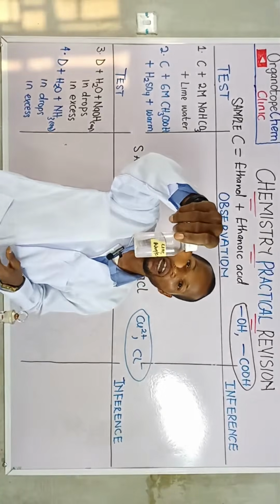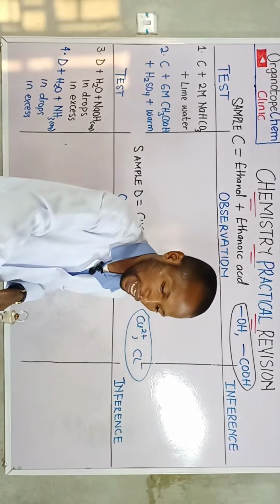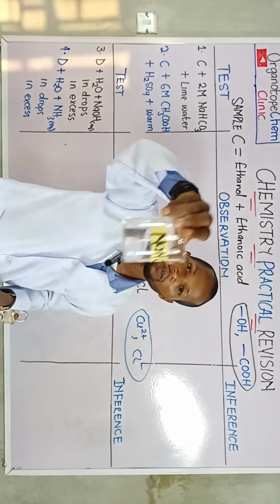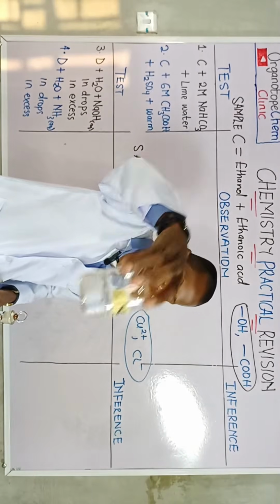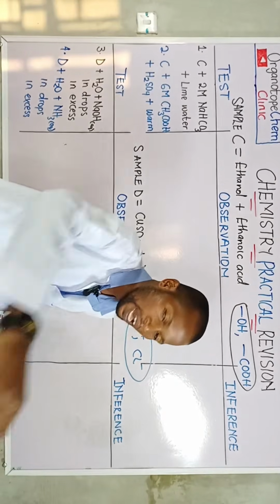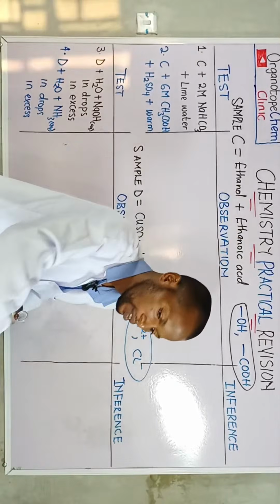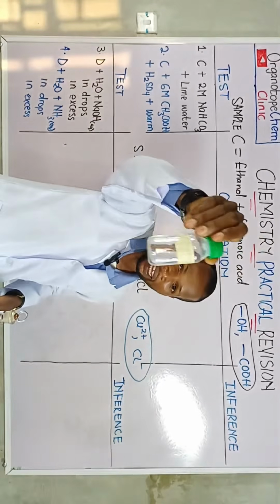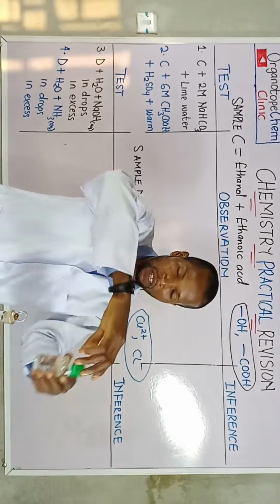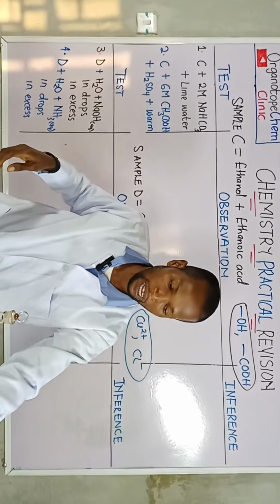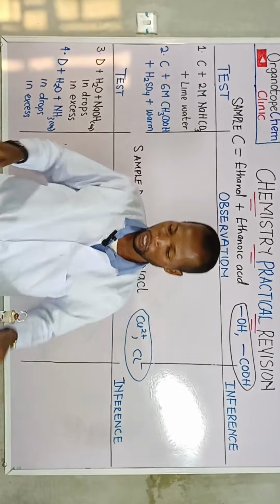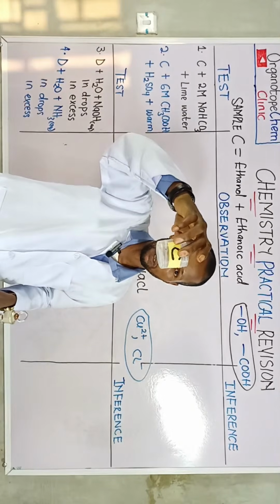Right here we have lime water, okay? You know what that is used for. Then we have the sodium hydrogen carbonate. We have pure ethanol. And right here we have our ethanoic acid. Okay, we've actually made the mixture of ethanol and ethanoic acid. So that is what you have in the sample C.